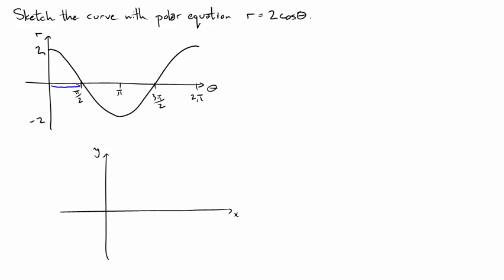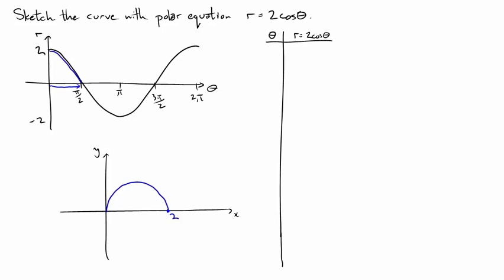As theta increases from 0 to pi over 2, when theta equals 0, r is 2. Then, as theta increases to pi over 2, the value of r decreases to 0. So we may get something like this. I've drawn a semicircle, although it's not immediately obvious that the curve should be a semicircle.